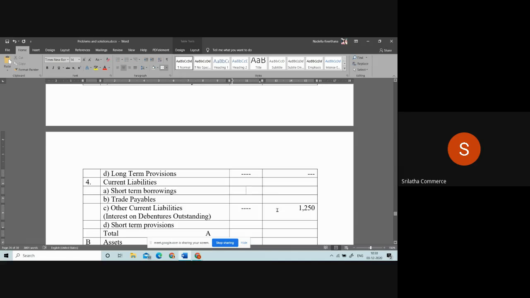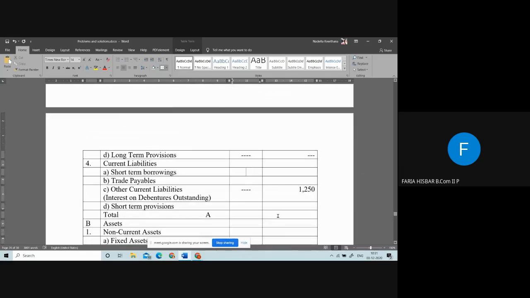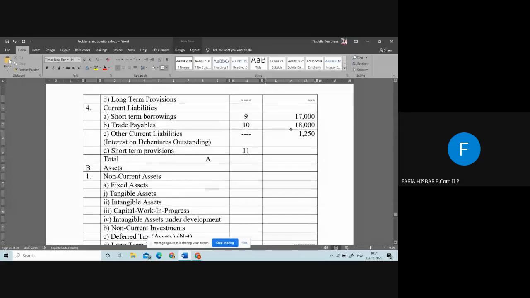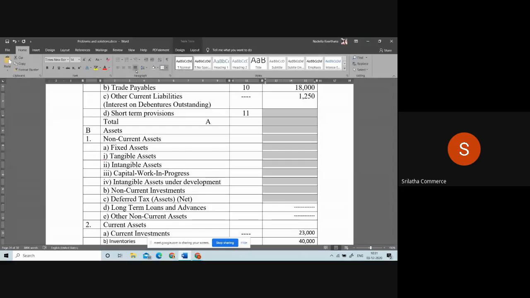Then short-term borrowings we have. What is the number? 9. Total? 17,000. Trade payables also we have, 10, 18,000. Then we have directly taken short-term provisions, 11, 23,396. Fixed assets, tangible assets, 12. Amount is 1,18,100. Intangible assets we don't have.